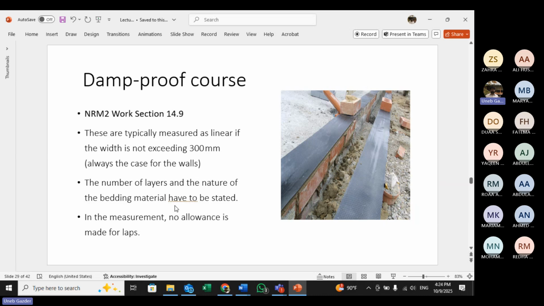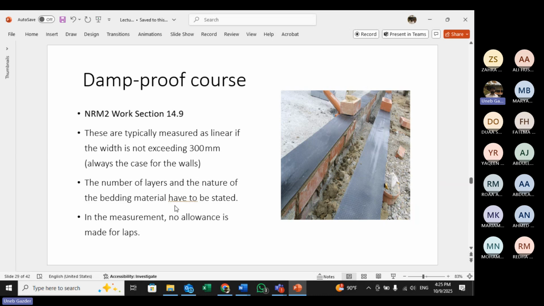And then there are no allowances made for the laps. Okay, what is a lap? It is an overlapping. For example, you have a very big structure, and you did half the wall today and you will start the next wall tomorrow. So you cannot leave a joint for anything. Keep it in mind, it's the same for concrete as well as everything. You cannot leave a joint or a gap between the work of one day and the work of the other day.